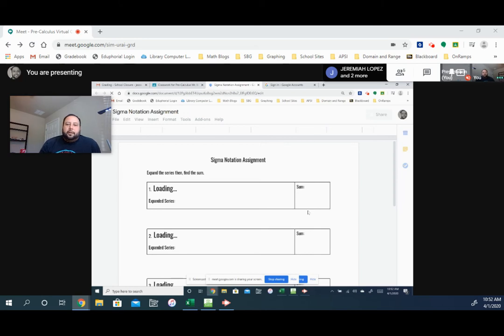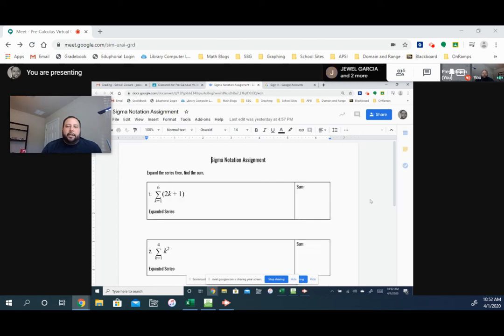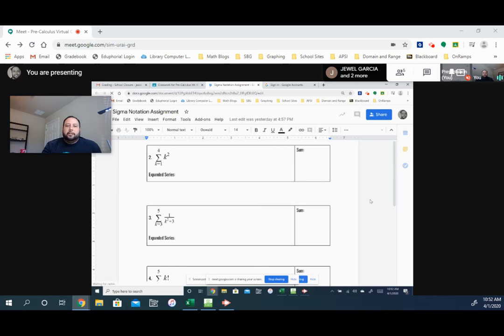Okay. Finally. All right. So this is just kind of like the notes that I just gave you. Expand the series, then find the sum. Once it's loading, you'll see something in Sigma notation, and you just have to expand it. So you'll click here and type out what the expanded series would be. And then once you add them all up, you type whatever the sum is in this box over here. There are just four little series. And there it goes. So you would type out, let me do one as an example.